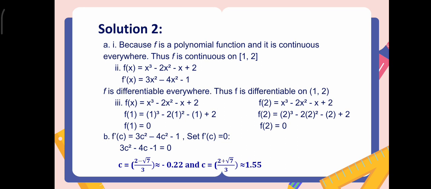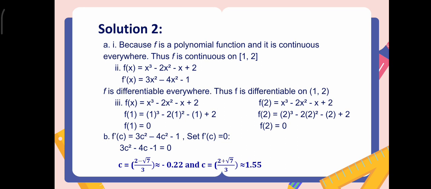f of 2 is equal to 0, so it satisfies all, no? And then we can now proceed to letter B to find a suitable value for c. So f prime of c is equal to 3c squared minus 4c minus 1, such that f prime of c is equal to 0. Let us have 3c squared minus 4c minus 1 is equal to 0.